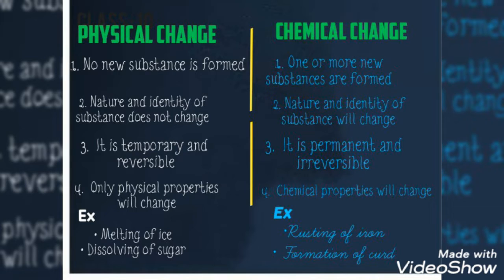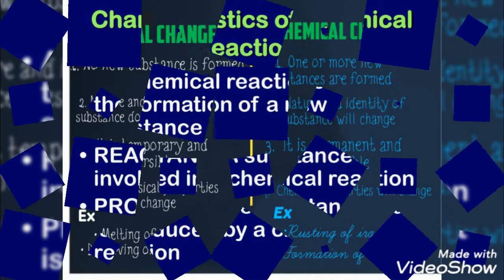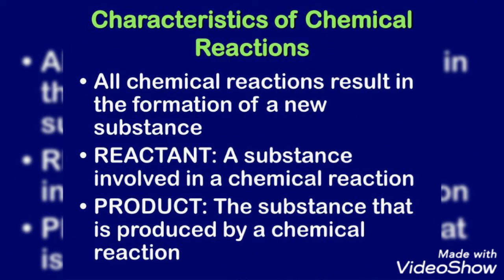If you want to take the screenshot, you can take. For doing this chapter, you have to learn the valencies of ions. It's very important. Now, characteristics of chemical reaction.